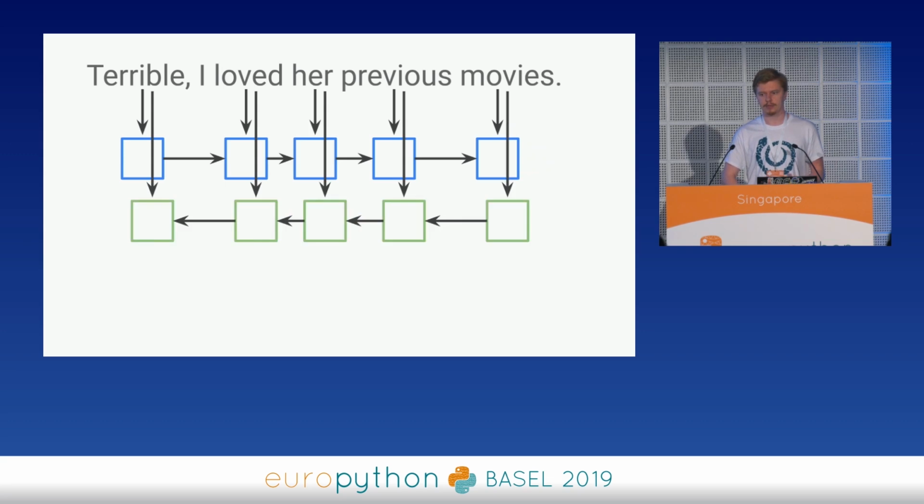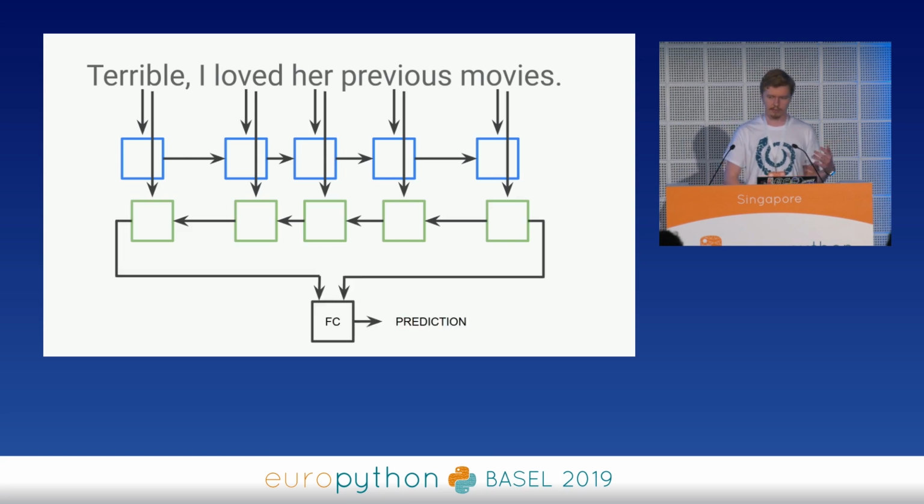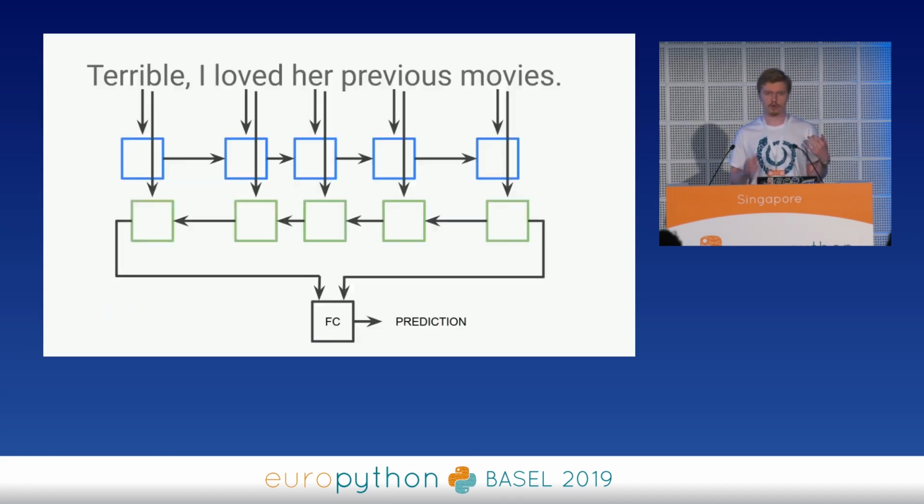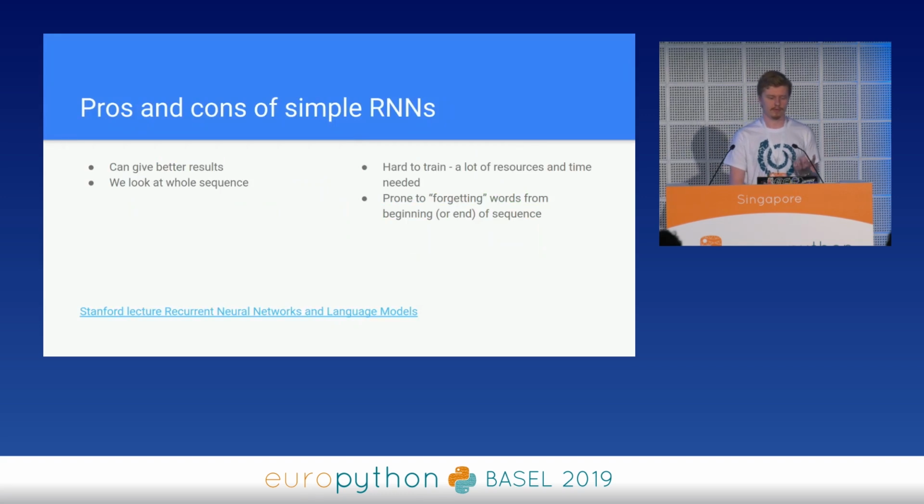To anticipate that, we can use bidirectional RNNs. So first we'll go front to back, then back to front, merge in some way the results, either concatenate or whatever, and a fully connected network on top. It should work. So pros and cons: they can give better results. We look at the whole sentence, but they are hard to train because, as you may see, the network will be as big as your sentence, or whole review. So we will have to deal with training very deep networks, and this is really, really slow. If you want to learn more about RNNs, I put a link to the Stanford lecture about it.